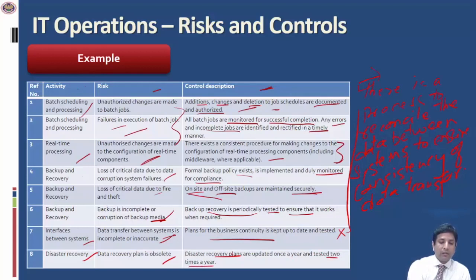So as we see, this is a relevant control for ensuring the risk that data recovery plan is obsolete. Basically, the business continuity plan is kept up to date, and data recovery plan, being a part of the business continuity plan, is updated once in a year and tested 2 times in a year.